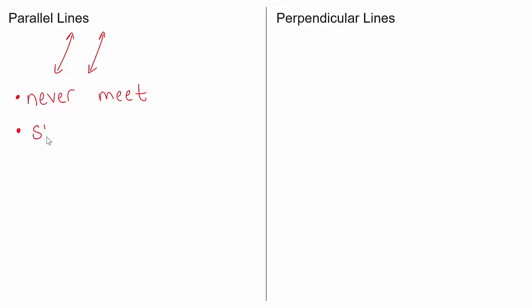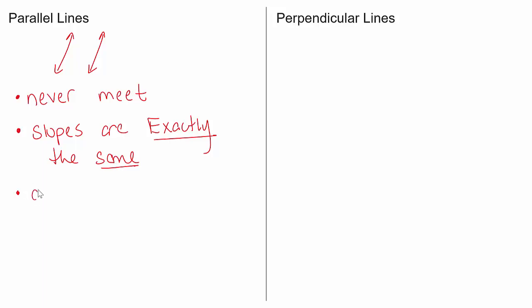Okay, and the slopes of parallel lines are exactly the same. So if the slope of one line is positive 1/2, the slope of the other line must be positive 1/2. Parallel lines will also have different y-intercepts. And that's true because if you were to have a line that has the same slope and the same y-intercept, then it would just be one line. It would be the same exact line. So to have parallel lines, they have to have the same slopes and different y-intercepts.